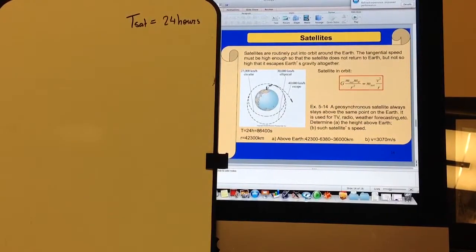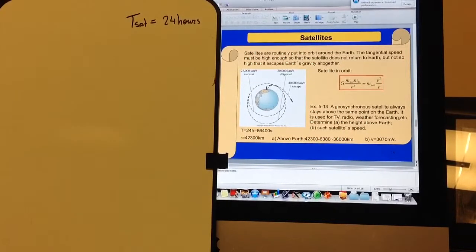All right, now what is the question? There are two questions. First, they want to know the height above Earth and the speed that this satellite must have so that it doesn't collapse back to Earth and does not escape. The right speed for that specific height. So what do we want to do?